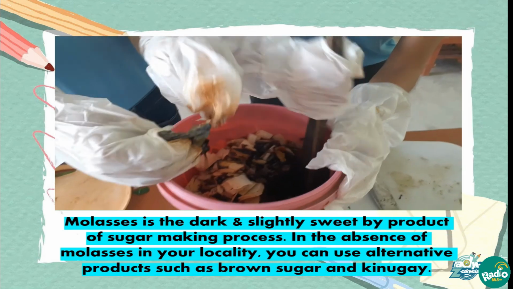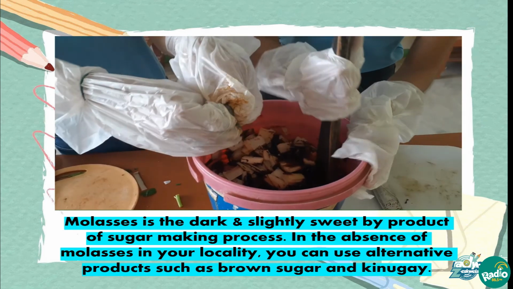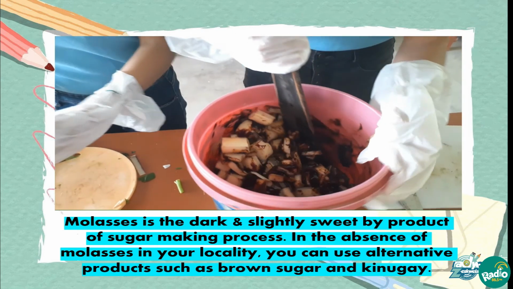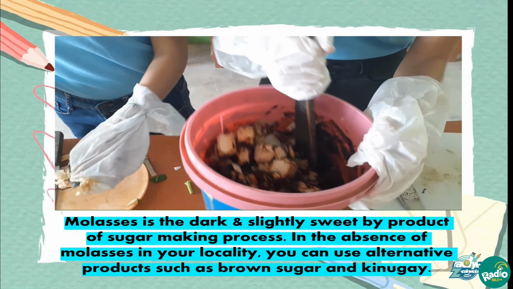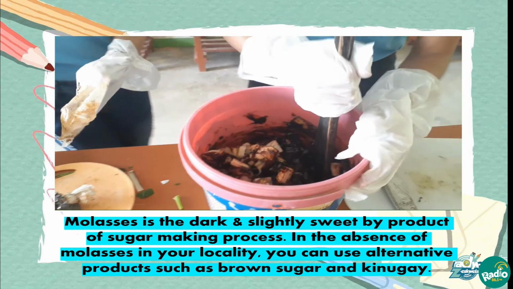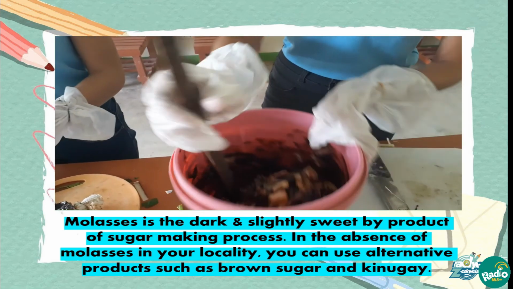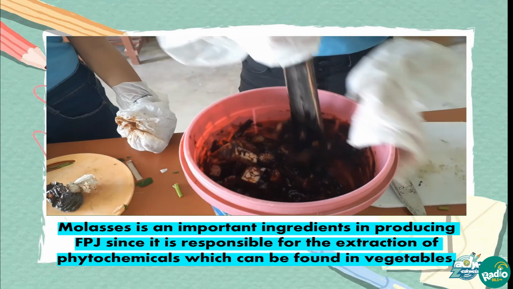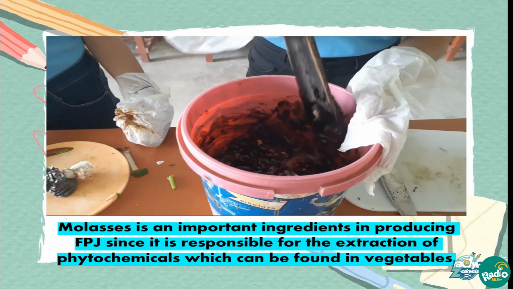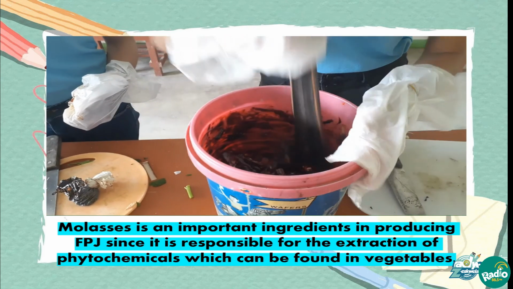Molasses is the dark and slightly sweet byproduct of the sugar making process. In Compostela, you can buy molasses at 33 pesos per kilo. In the absence of molasses in your locality, you can use alternative products such as brown sugar and kinugay. Molasses is an important ingredient in producing FPJ. It is responsible for the extraction of phytochemicals which can be found in vegetables.